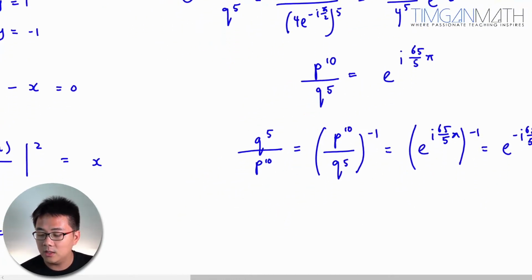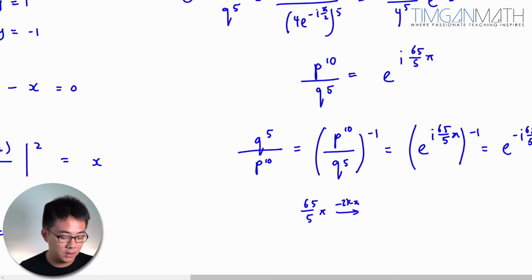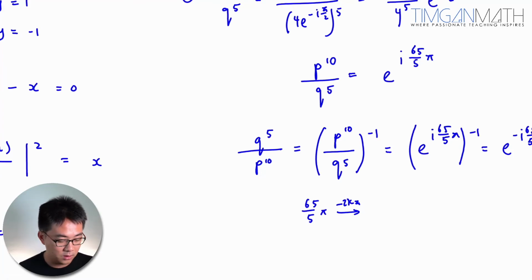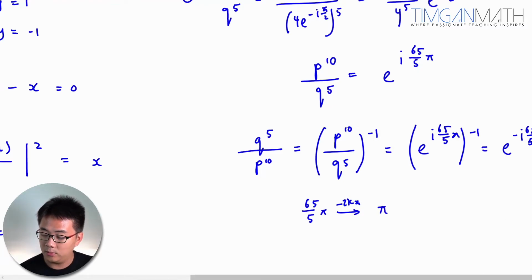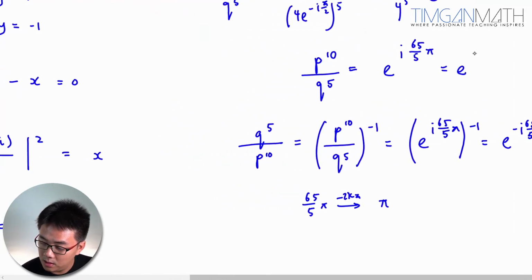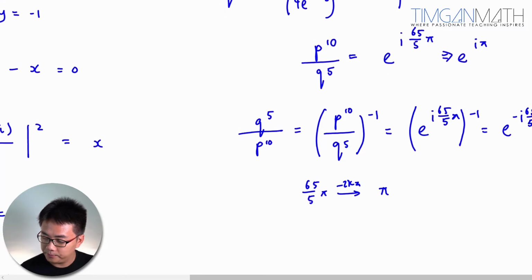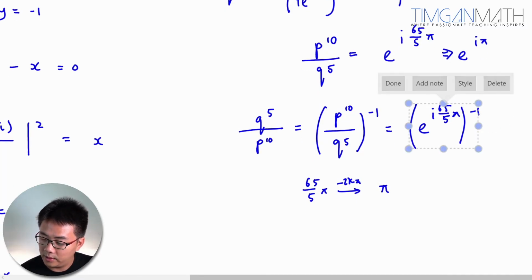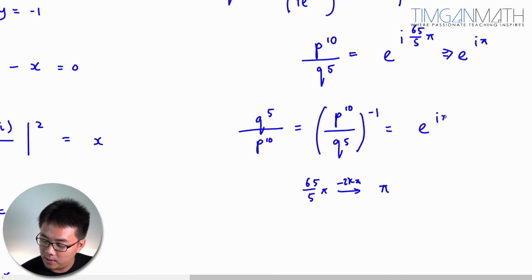Okay. Obviously you need to change it to a principal argument. So 65 over 6 pi, just minus 2k pi. Just keep subtracting 2. This would be 65 over 6 minus 2. Okay, similar with this one. What you're going to get is e^(i pi)... e^(minus i pi).